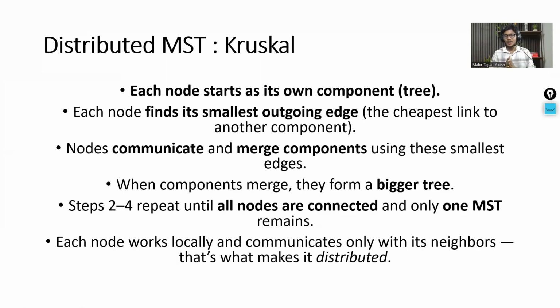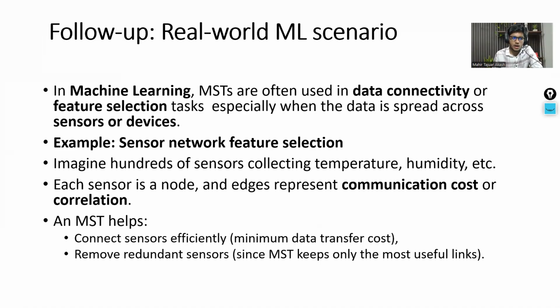The nodes and the trees are in different locations. Finally, you have to merge them. Let's go to the follow-up question, which is a real-world ML scenario. How would you implement that? That is very simple in machine learning.